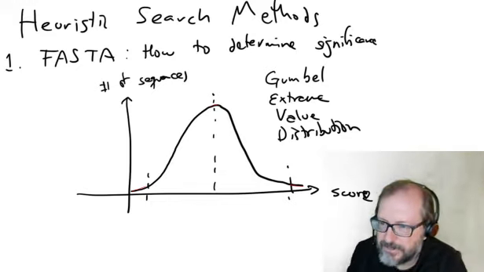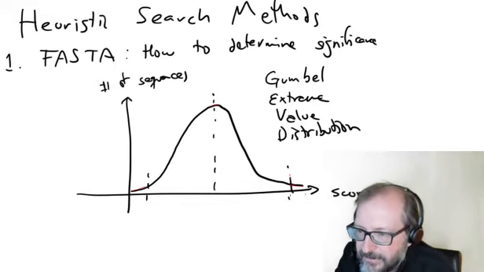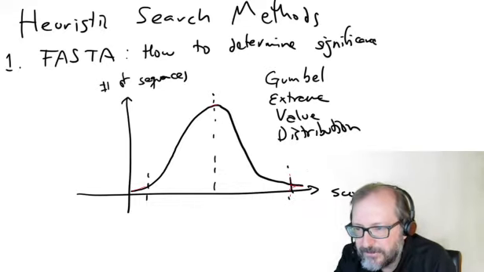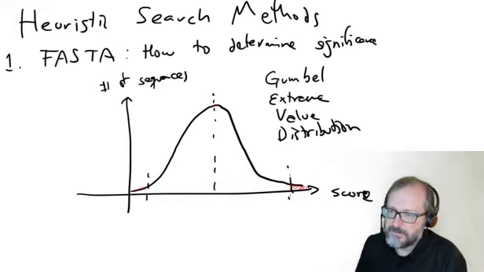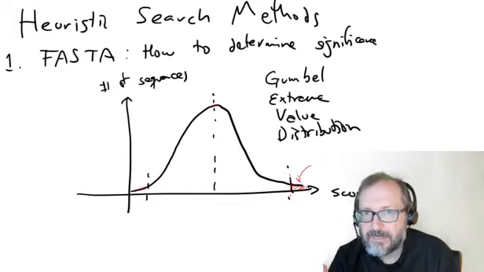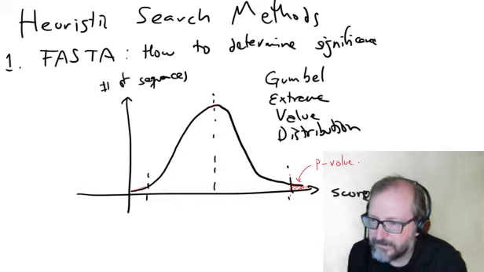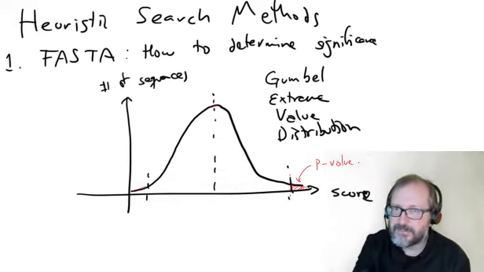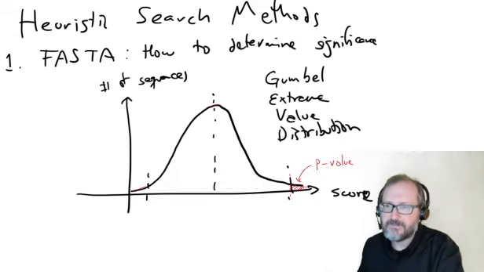So what you do is you get the score that you actually got from your original sequence, and calculate the area under the curve to the right of that score. And so that's the probability of getting that score or higher. And we call that a p-value, right? So this area divided by the total area is your p-value. The total area should be 1 because of the probability distribution.